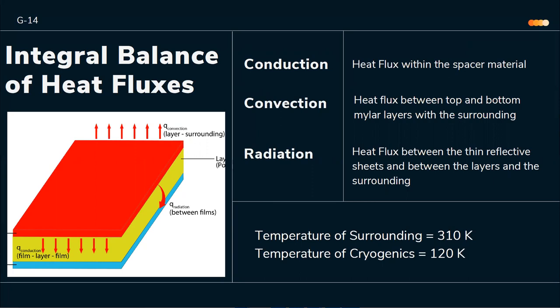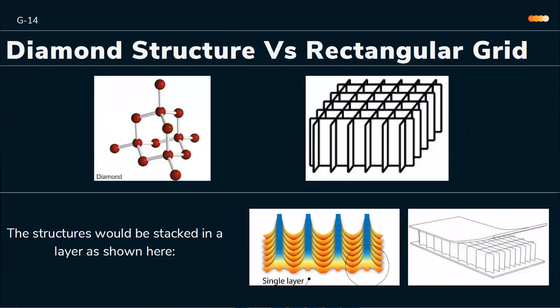For a typical MLI system to store cryogenics, we assume the temperature of our surroundings to be 310 Kelvin and the temperature at which cryogenic material needs to be stored to be around 120 Kelvin. The yellow layer added for structural stability adds to heat transfer via conduction as it is in contact with the MLI layers. Thus, to reduce this conduction, we need to reduce the surface area of the layer without compromising its stability. So we test two structured layers, one with diamond structure and one with a rectangular grid structure, to see which one satisfies our criteria.